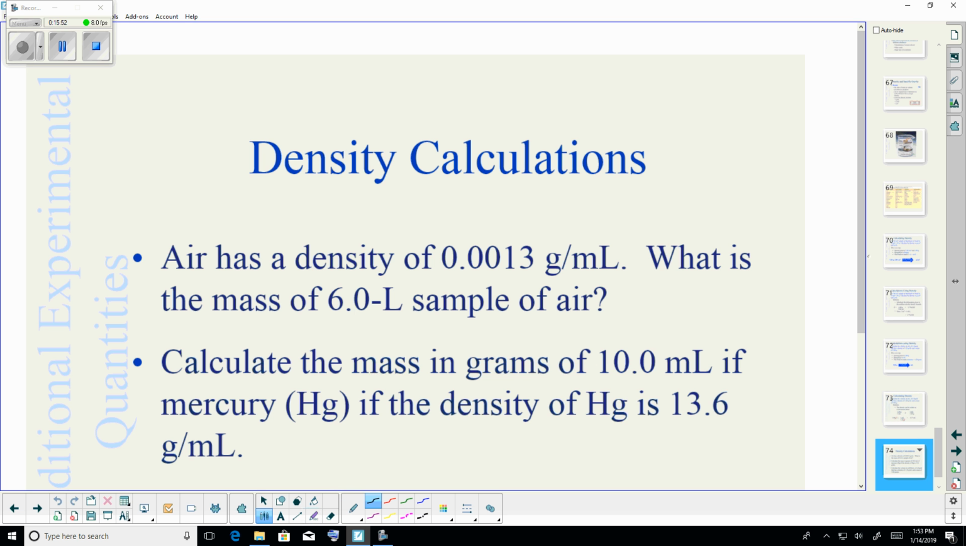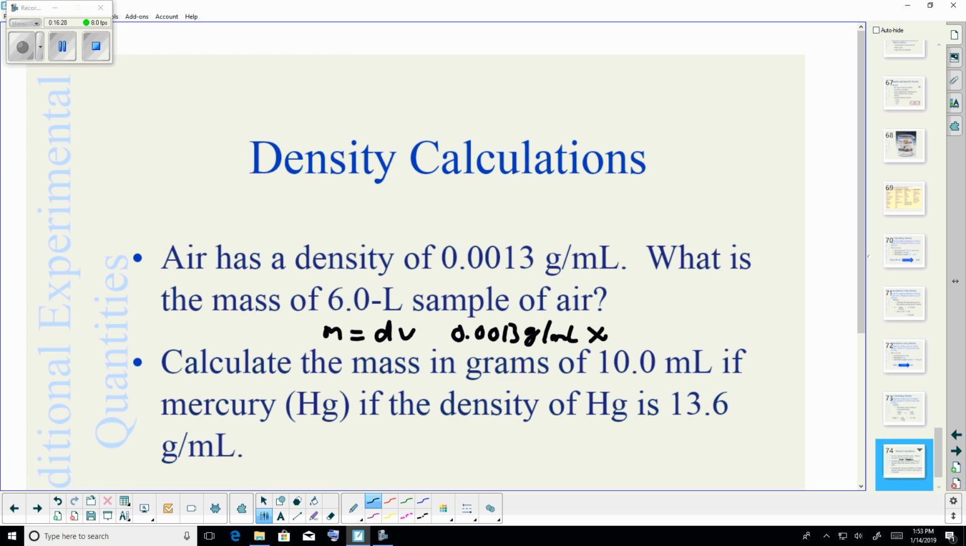Okay. So we said mass is equal to density times volume. So what's the density of the air? So that would be 0.0013 grams per milliliter times the volume. What's the volume? 6.0 liters, but we want the units to cancel.